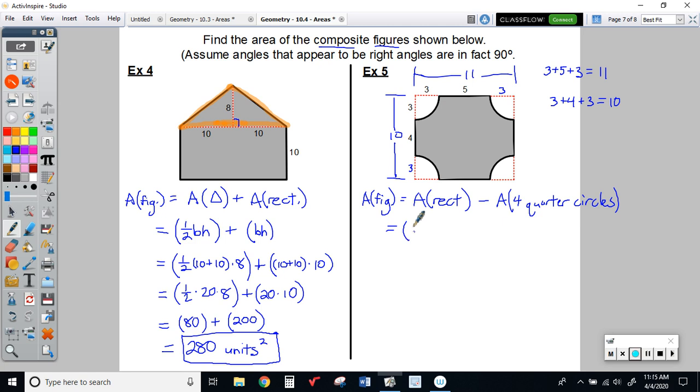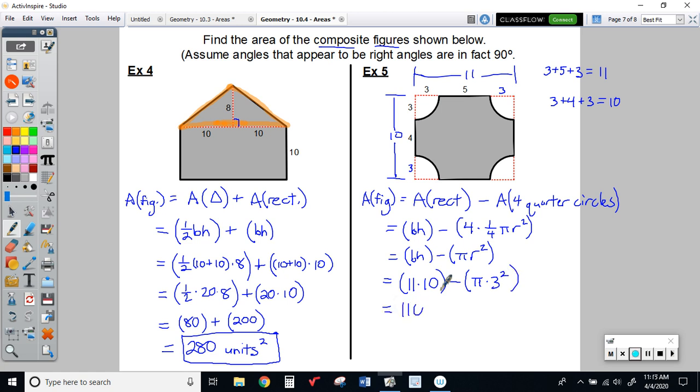So the area of a rectangle, base times height. The area of 4 quarter circles would be 4 times 1/4 pi r squared, instead of just pi r squared. But 4 times 1/4 is going to get you to just pi r squared. So I'd accept that if you went right to that and plugged in some numbers into that. This would be 11 for the base times 10 for the height, minus pi times, and it looks like the radius of each one of these quarter circles is 3. So minus pi times 3 squared.